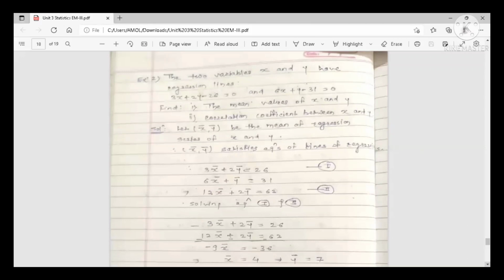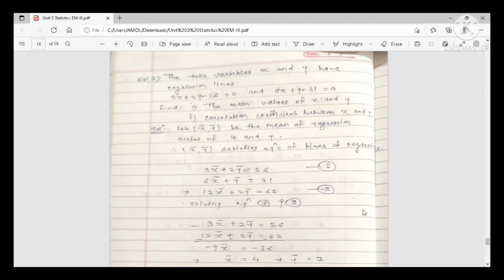See how to calculate the mean values and coefficient of correlation from regression lines. In the previous lecture, we discussed the example where we found the regression lines from the given data. Now here the case is reverse. The regression lines are given and we have to calculate the coefficient of correlation.